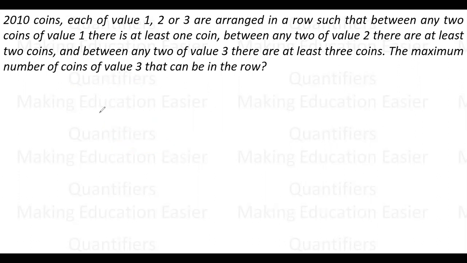Now, the maximum number of coins of value 3 that can be in the row. There are a total of 2010 coins in a row, and I want to maximize the number of 3 rupees coins. So if I want to maximize the number of 3 rupees coins, I would want the coins of 3 to be close together. The closer they are, the better the placement for me.